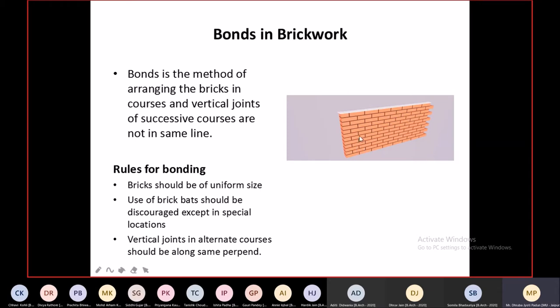So these joints should be on the same alignment in alternate courses, not in the same course. So what would happen if the joints are in the same alignment in the next course? If this particular joint is there in this course also, and there is an earthquake or a natural disaster, this wall will easily break. So to avoid those situations, we do not provide the joints in the same alignment in the next course. It is always in the alternate course, correct?